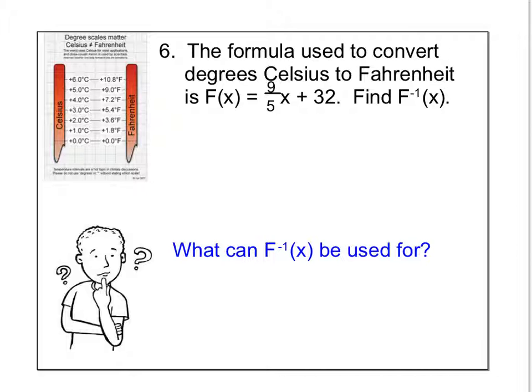So when is this useful? This is useful especially here. So this is your function to convert from Celsius to Fahrenheit. So find the inverse. So y equals 9/5 x plus 32. So switch x and y.